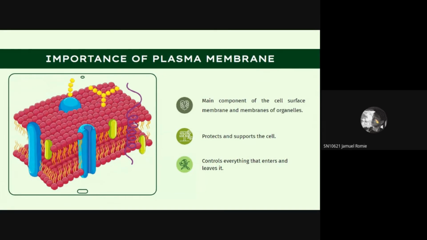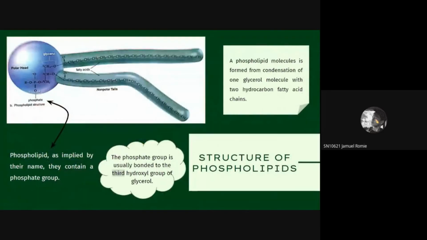A plasma membrane is absolutely essential, and it is the main component of the cell surface membrane and the membranes of organelles. This signifies the importance of phospholipids to living things. Besides, the membrane also protects and supports the cell and controls everything that enters and leaves it. It only allows certain substances to pass through while keeping others in or out. Next slide.